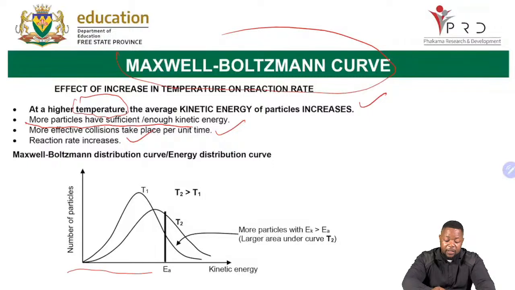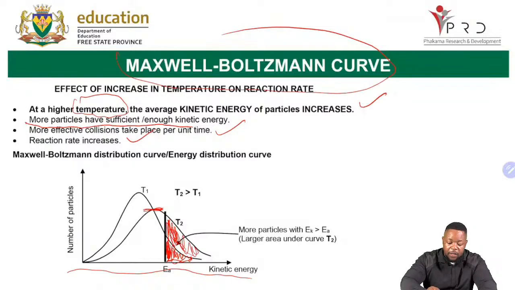When we look at that on the Maxwell and Boltzmann distribution curve, we will see that the curve with a lower peak, and the peak that is shifted to the right, is the one that represents a graph of a higher temperature. And if we look at the shaded part, the graph of T1 has a smaller shaded part, and the graph of T2 has a larger shaded part.